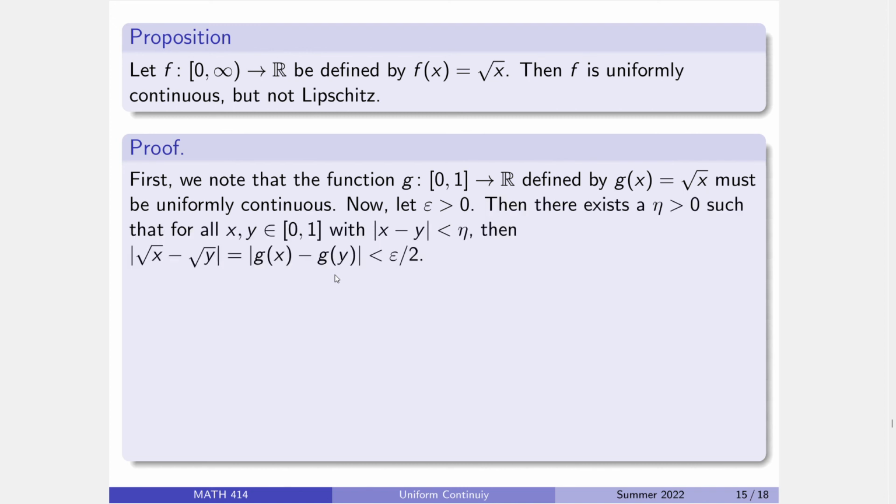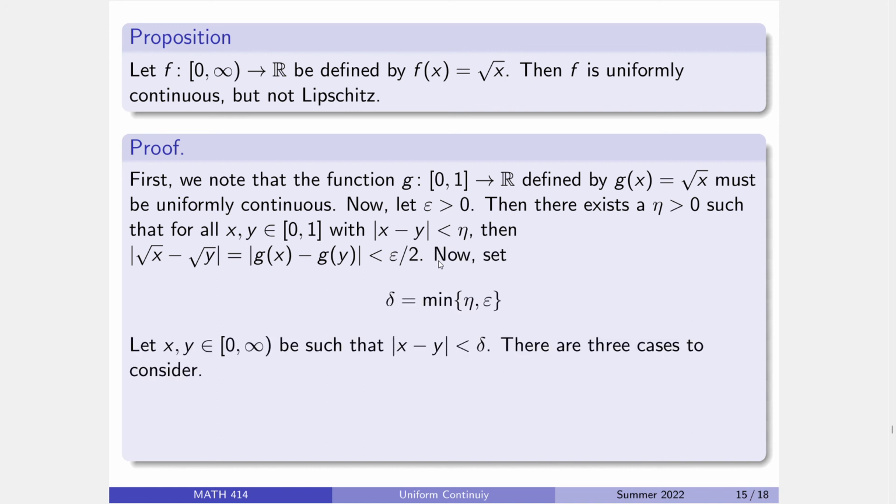Okay, so given an epsilon, we can find, not a delta right now, but an eta, so that for all x and y in [0, 1], if |x minus y| is less than eta, then the outputs are guaranteed less than epsilon over 2. Yes, epsilon over 2. This is the tricky thing. This is what I'm 99% sure Professor Dempsey was overlooking and what got him in trouble. Okay. So now I'm going to set delta equal to the minimum of eta and epsilon, whichever one is smaller.